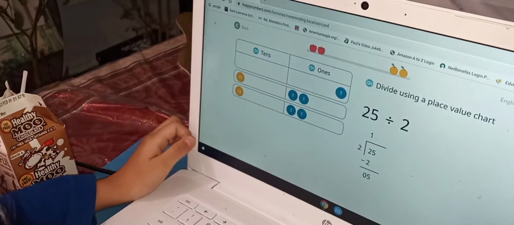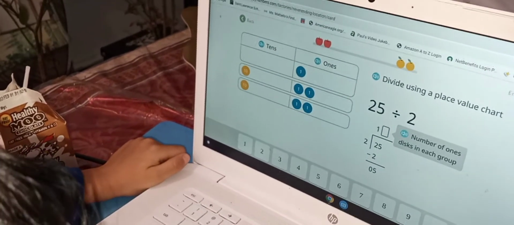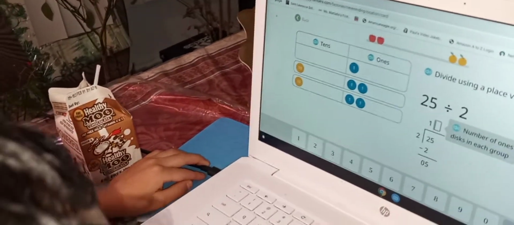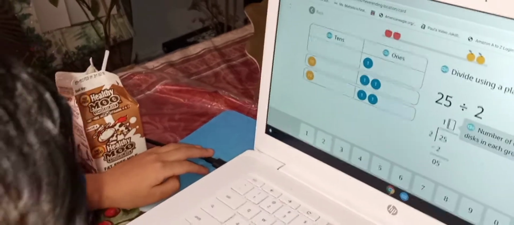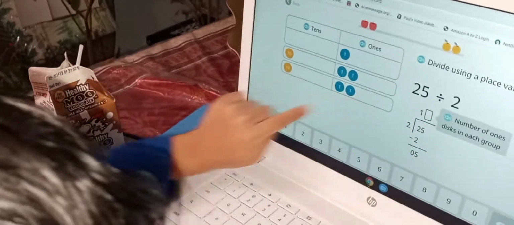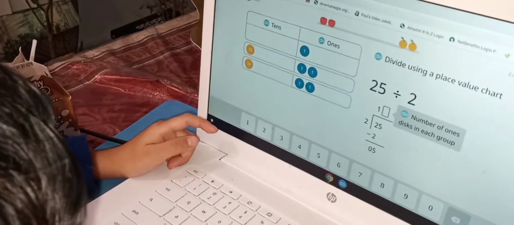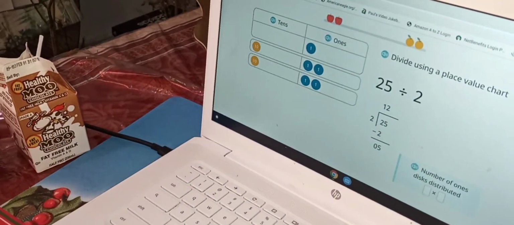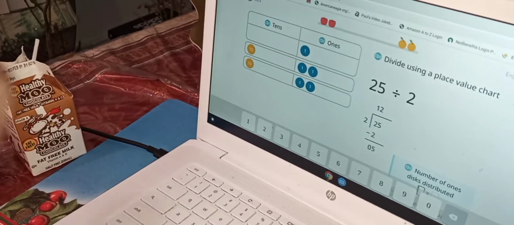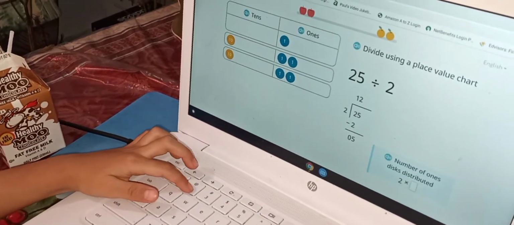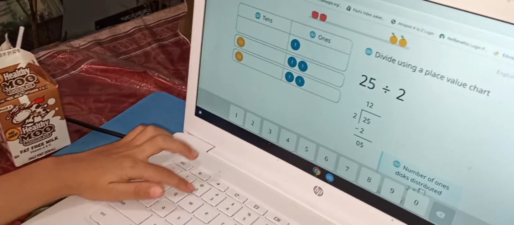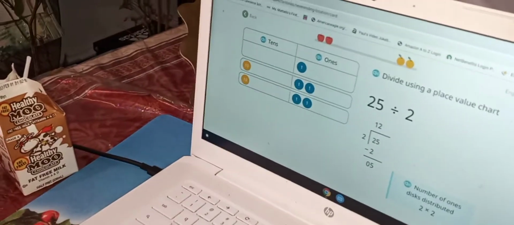And then 5 divided by 2. What's the answer that will give you an answer close to 5? 2, because 3 is one number ahead, so that can't be. Alright, so 5 divided by 2 is 2. Now you do 2 times 2.